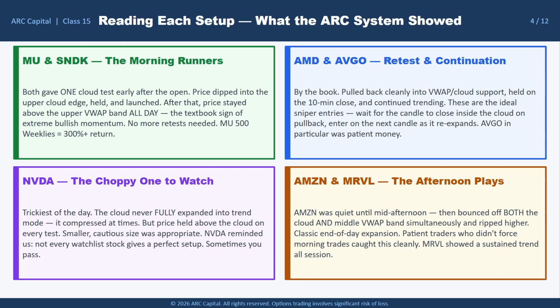Then for Amazon and Marvel, afternoon plays. Amazon was quiet till the mid-afternoon, then bounced off both the cloud and middle VWAP simultaneously and ripped higher. Classic end-of-day expansion. A patient trader who didn't force morning trades caught this cleanly. Marvel showed a sustained trend all session, especially going into the end of that day.